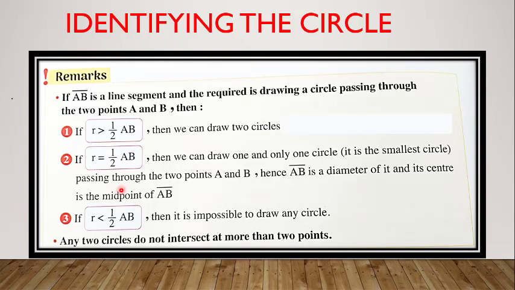If you know the radius, you don't know the center, but you know the radius. If AB is a line segment and it's required to draw a circle passing through points A and B, if you have a radius greater than half the length of AB, in this case you can draw 2 circles, one of them up and one of them down.